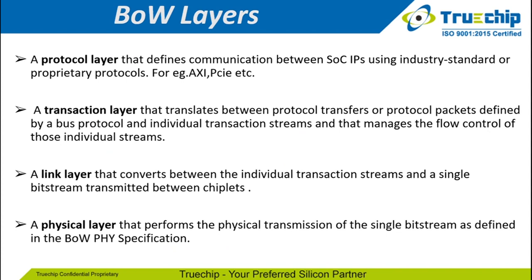So here are the BoW layers: a protocol layer that defines communication between SoC IPs using industry standard or proprietary protocols, for example AXI, PCI, etc. A transaction layer that translates between protocol transfers or protocol packets defined by a bus protocol and individual transaction streams, and that manages the flow control of those individual streams. A link layer that converts between the individual transaction streams and a single bit stream transmitted between chiplets. A physical layer that performs the physical transmission of the single bit stream as defined in the BoW specification.